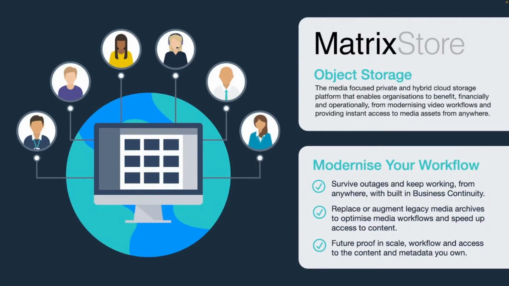So our company's Object Matrix, the product is called MatrixStore. Lots of people call it the Object Store. It's actually a media-focused private, hybrid, or cloud platform. It's what we like to call a true object storage, in that the objects are data and metadata. And unlike other object storages, we keep everything together and very fast and very searchable as well. So don't think of it like a slow replacement for various cold archives, but very much in the nearline and sometimes even in the online workflows.